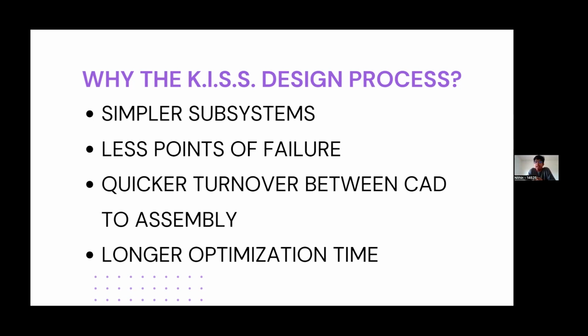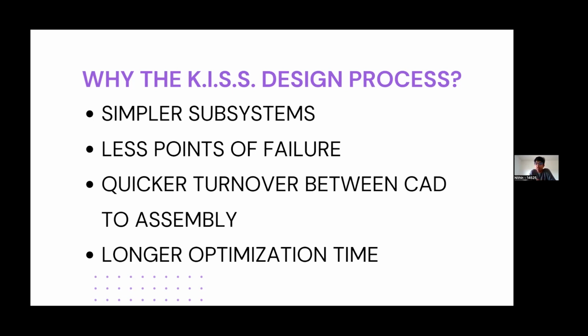But what does that exactly mean? When you build a simpler subsystem, there are fewer things you need to iron out in terms of complexities, which means you can prototype it a lot quicker than something more complicated. And if you're able to prototype it quicker, you can see what the issues with your design are and fix them, and then go back to your CAD and assembly pipeline. So it's really important to have that quicker turnover between CAD and assembly.